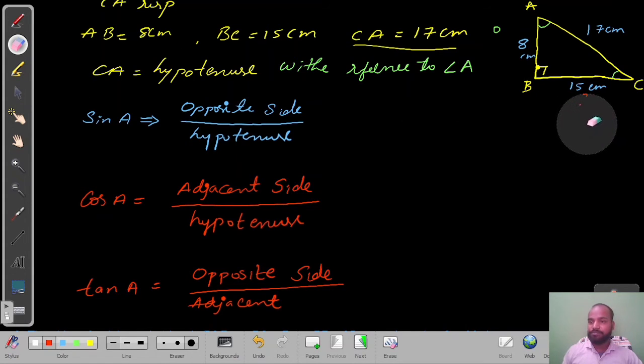See here. With respect to angle C, the opposite side is AB. With respect to angle A, the opposite side is BC. Remember or not? So this is very important, right? If you misunderstood this, then the answer will be wrong. So please be careful here.